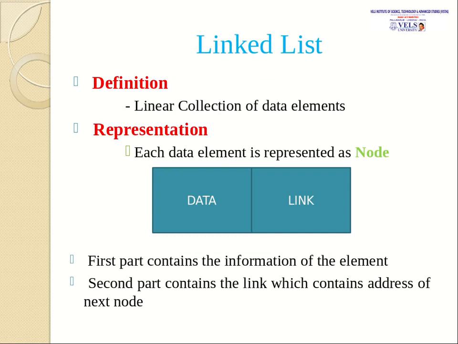First, what is the definition of a linked list? It is a linear collection of data elements stored in an ordered manner. The representation is this way. This is called a node, where it has two things: the data part and the link part. The data will have the value that we want to store, and the link will have the address of the next location where the next value is present.